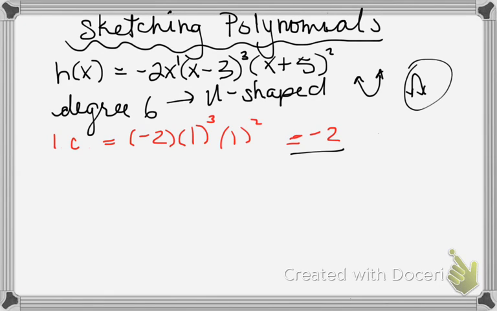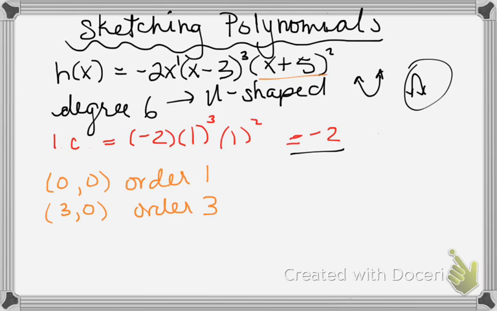The next thing we want to do is identify our zeros. This is already in factored form. If you need help factoring a polynomial, we'll have a video about that as well. But if you're starting in factored form, you can pretty easily see your zeros. We're also going to make a note of the order of those zeros, which is essentially the exponent attributed to that zero. Our first zero is 0, 0, and because this x has an exponent of 1, it is order 1. Our second comes from this factor, and it is 3, 0, with an order of 3. The last one comes from our last factor, x plus 5, so we have -5, 0, and that is order 2.